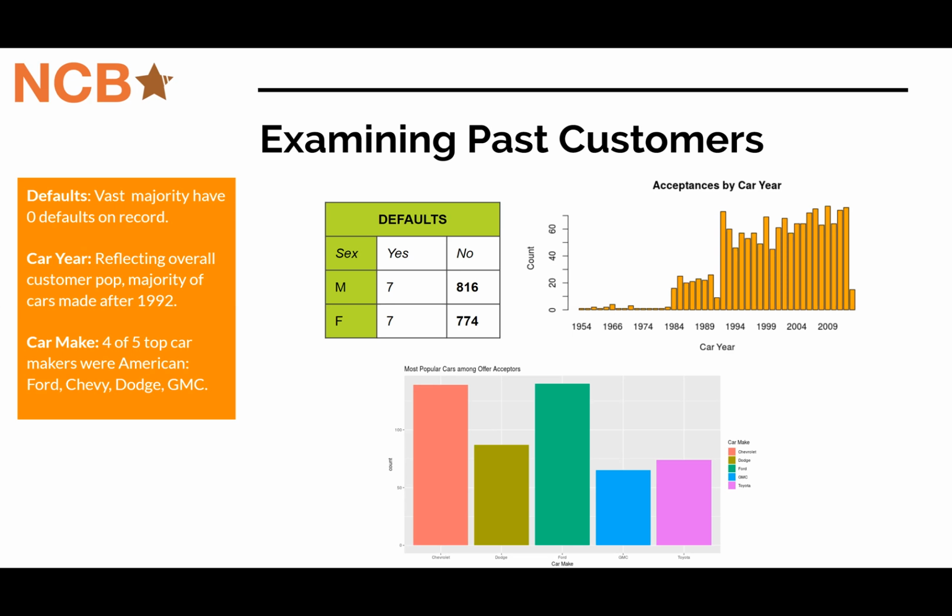So looking at some of the most popular car makers, we see that 4 of the top 5 car makers among these customers who have accepted offers in the past were American-made cars. So we see Chevrolet, Ford, Dodge, GMC, with Toyota coming in there at number 4. So also something to think about as I try to identify future customers.